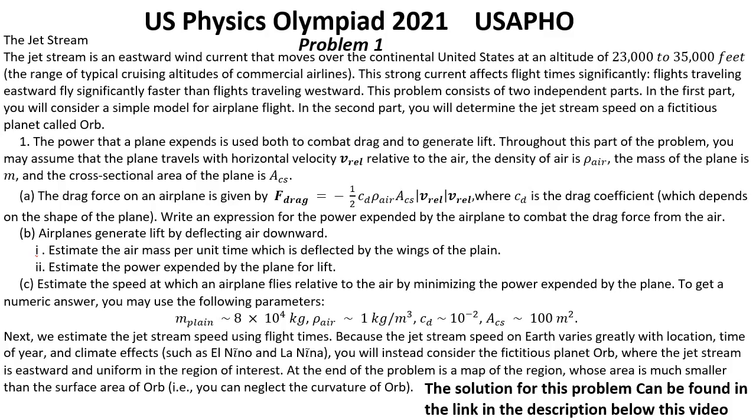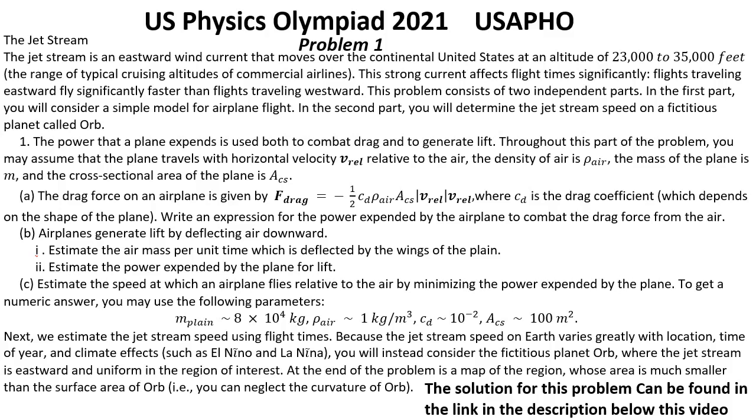This problem consists of 2 independent parts. In the first part, you will consider a simple model for airplane flight. In the second part, you will determine the jet stream speed on a fictitious planet called Orb. Part 1. The power that a plane expends is used both to combat drag and to generate lift.